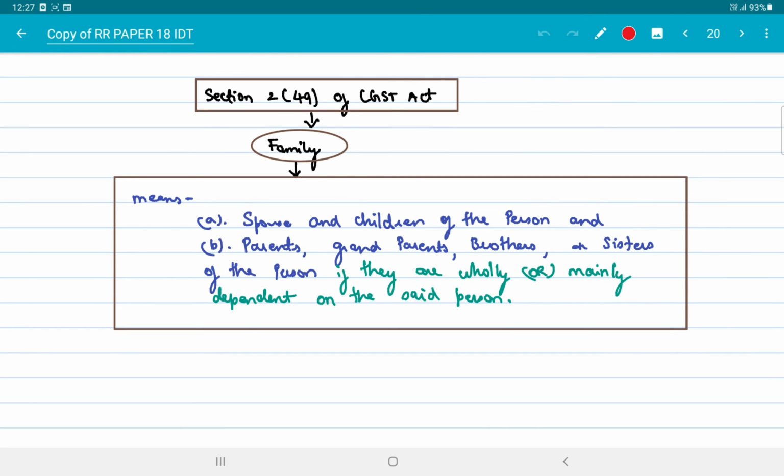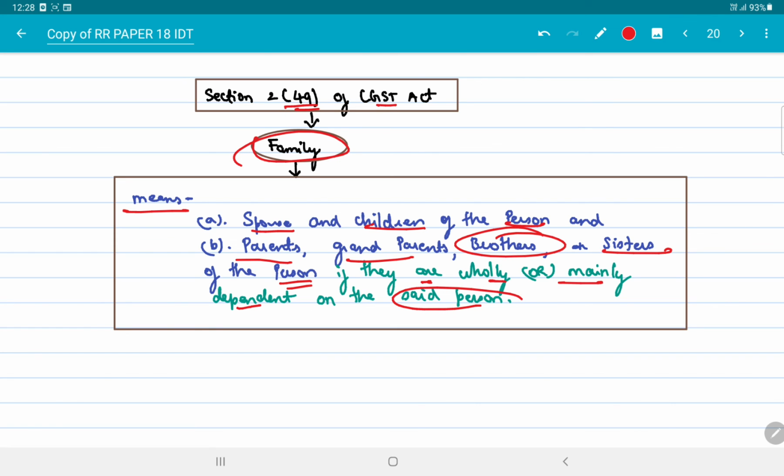Okay, section 2 clause 49, which talks about family. So family means spouse, children of the person, parents, grandparents, brothers, sisters of the person, if they are wholly or mainly dependent on the said person. So it includes spouse and children, and also parents, grandparents, brother and sister of a person.